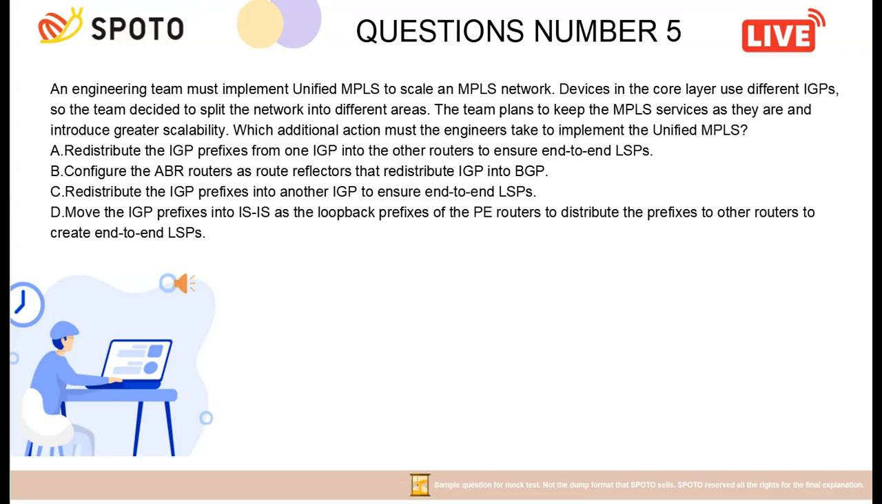A. Redistribute the IGP prefixes from one IGP into the other routers to ensure end-to-end LSPs. B. Configure the ABR routers as route reflectors that redistribute IGP into BGP. C. Redistribute the IGP prefixes into another IGP to ensure end-to-end LSPs. D. Move the IGP prefixes into IS-IS as the loopback prefixes of the PE routers to distribute the prefixes to other routers to create end-to-end LSPs. You have 15 seconds to answer.